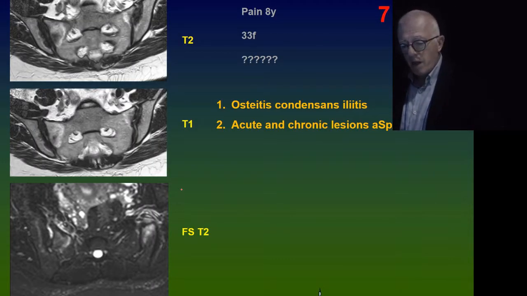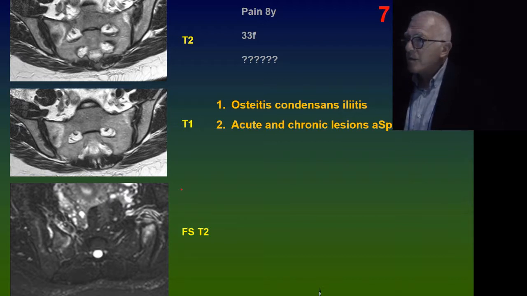So here I have a case for you. We see a 33-year-old female with pain lasting for 8 years, inflammatory pain in the back. Is this osteitis condensans ilii or acute and chronic lesions in axial spondyloarthropathy? Please vote.